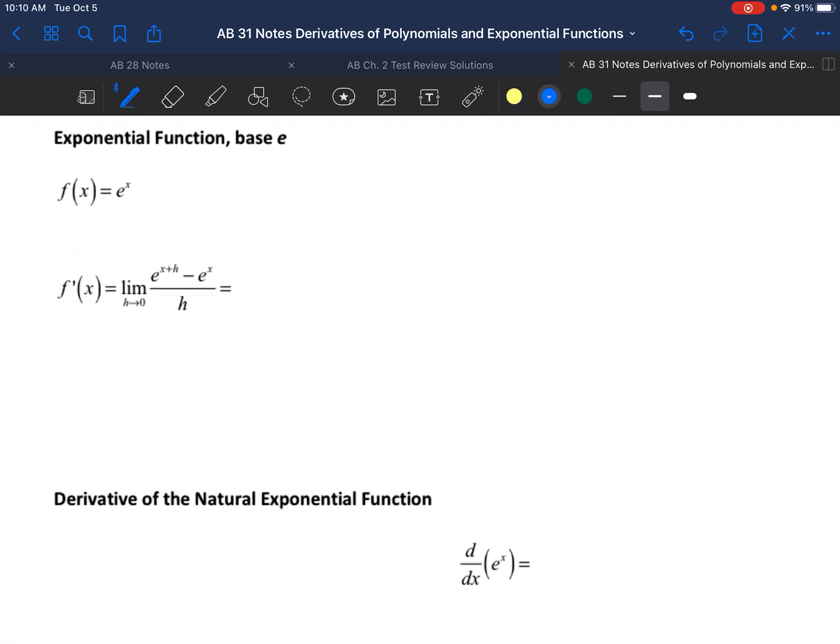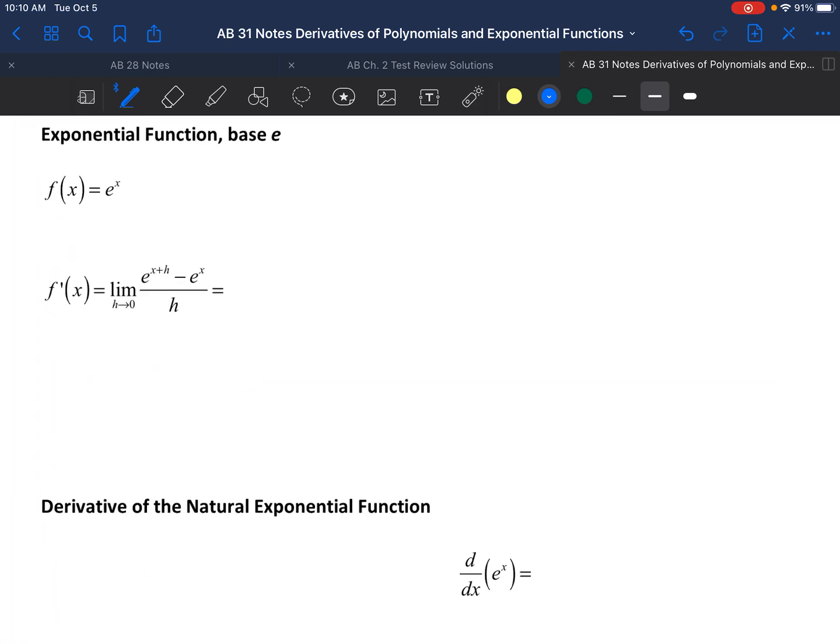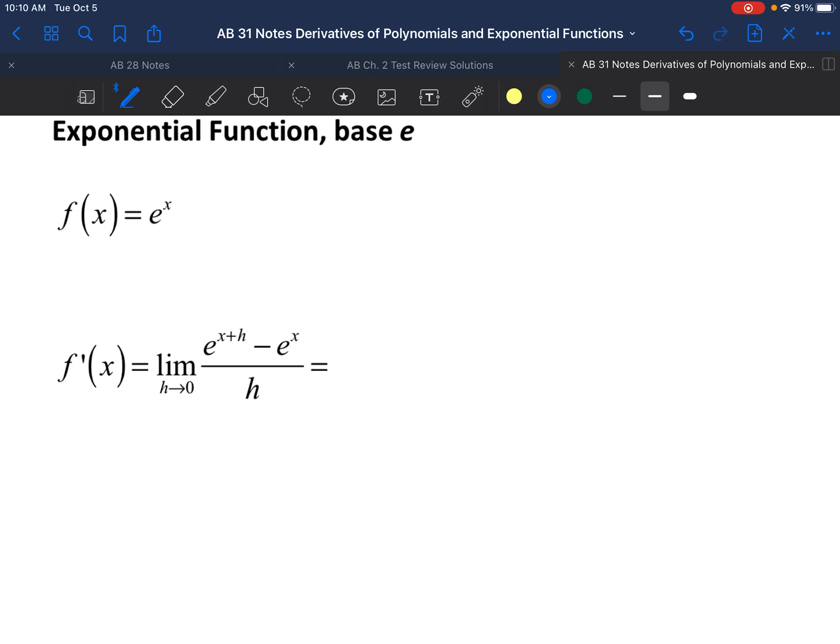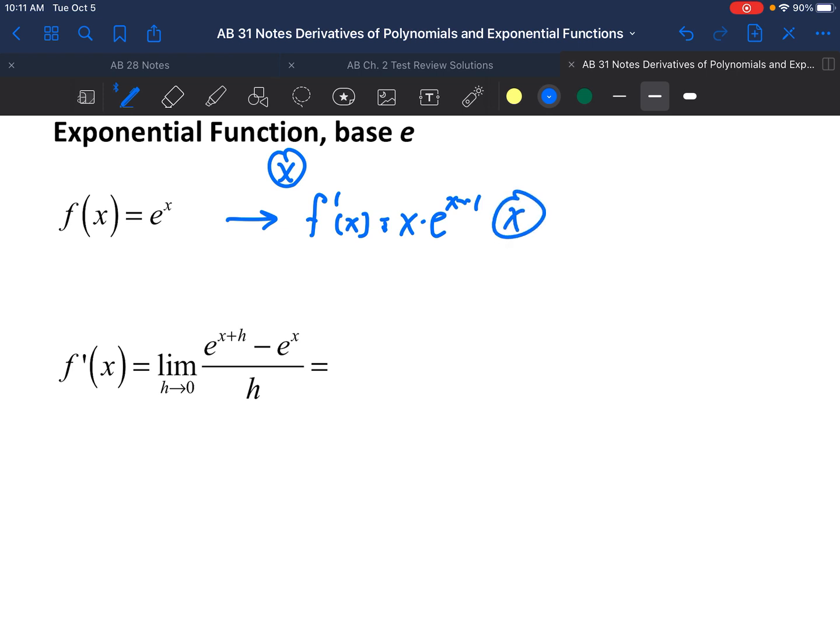The next one that we have is the exponential function, base e. You might be inclined to say that this is, actually, this is wrong. This is not the case that we multiply by the exponent x times e to the x minus 1. That does not work because we've got a different kind of function. The power rule applies to power functions. e to the x is an exponential function, not a power function.